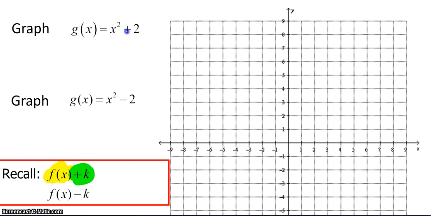For instance, in this case, we'll be adding 2 in the first graph that we look at. When I add k outside of that parent function, I'm going to be shifting the parabola up k units. If I subtract k on the outside of that function, I'll be shifting it down k units.